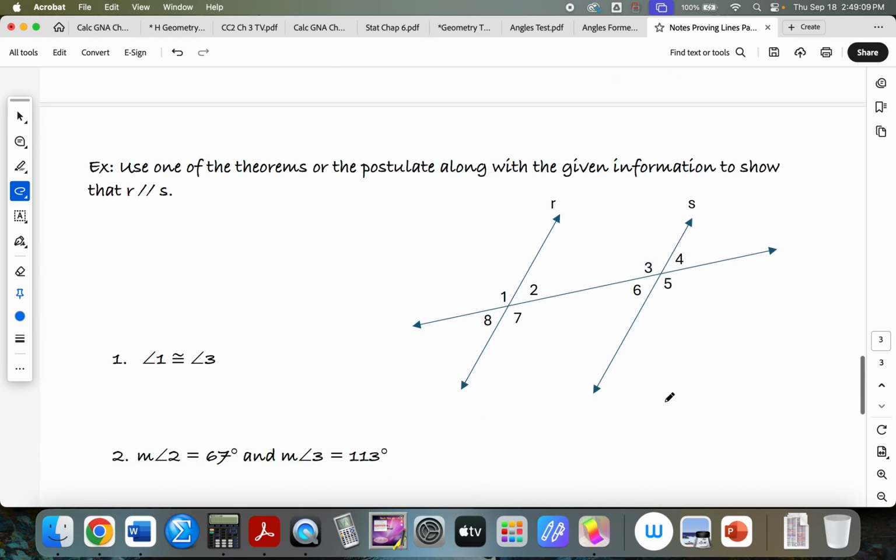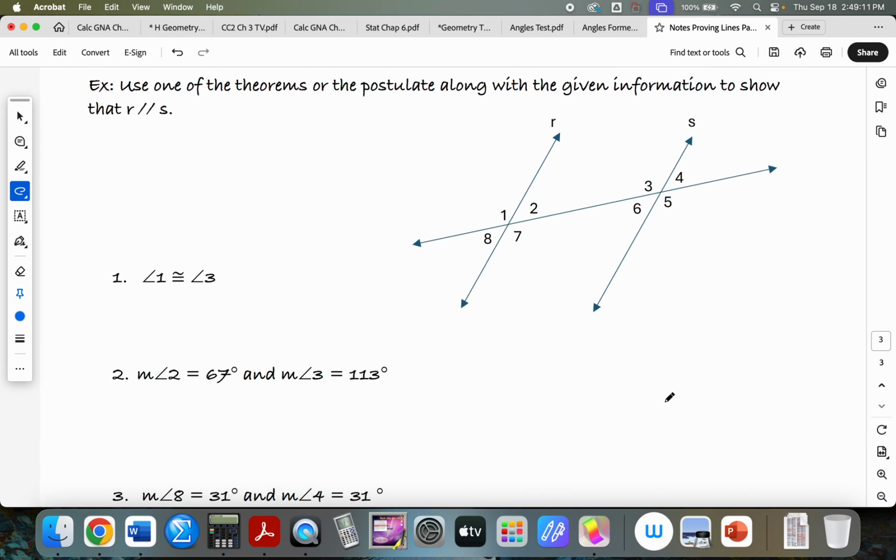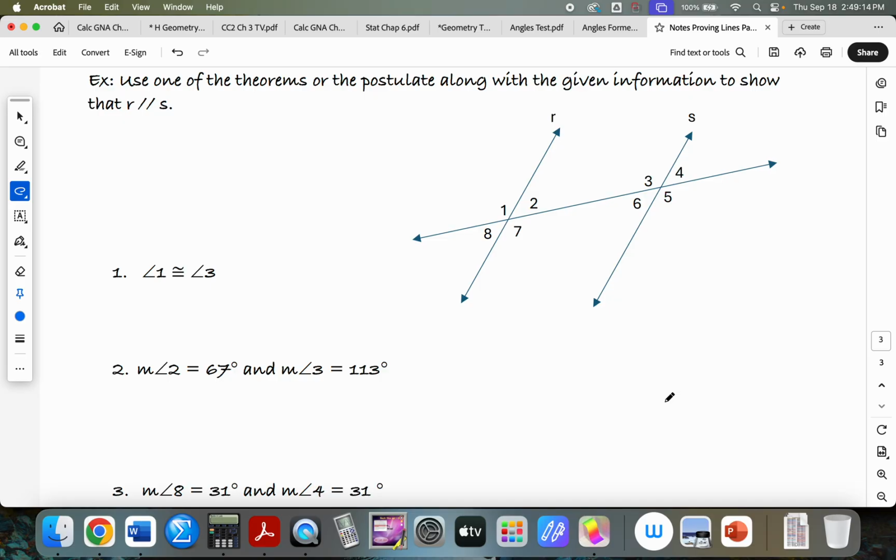All right, so what kind of problems will you have to do? Well, some of the ones on the homework tonight will look like this. It'll say something like this: use one of the theorems or the postulate along with the given information to show that line R is parallel to line S.